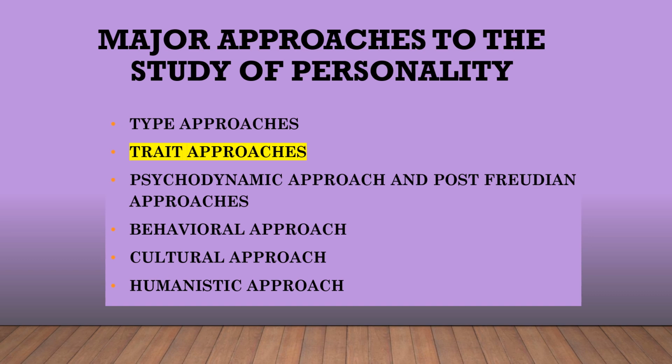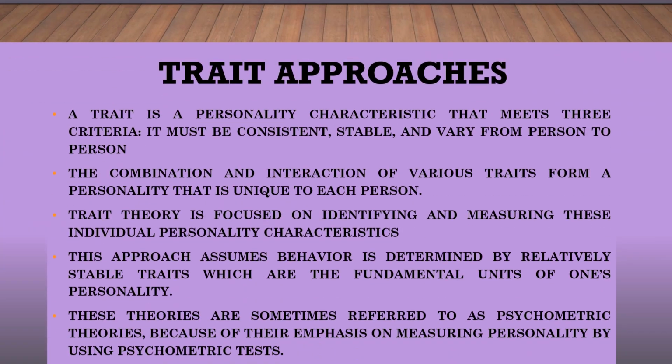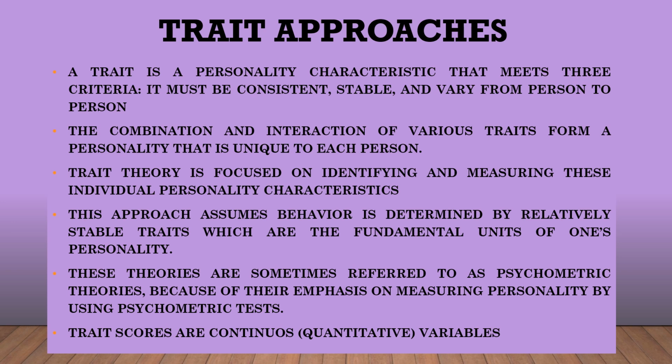Major approaches to the study of personality. In the previous video, we learned about the type approaches. Now let's see the trait approach in detail. Trait approaches. A trait is a personality characteristic that meets three criteria. It must be consistent, stable, and vary from person to person.